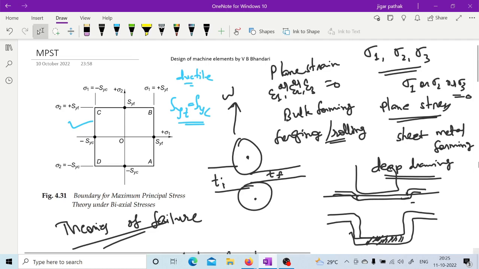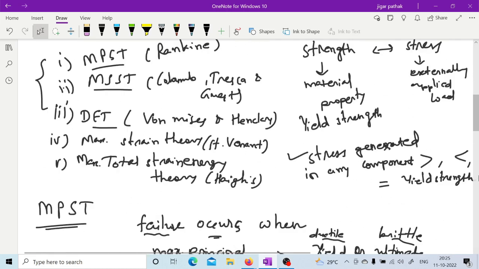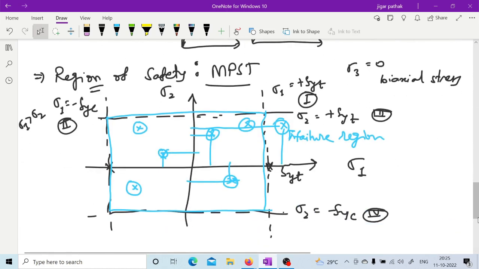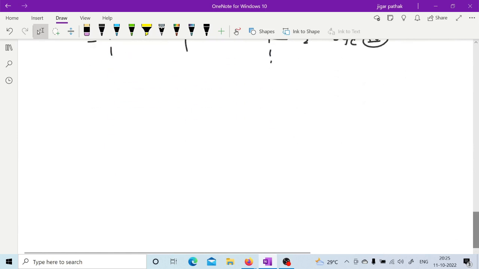But for brittle material, actually what is going to happen is, for brittle material, the center of the square will shift. What is going to happen for brittle material?